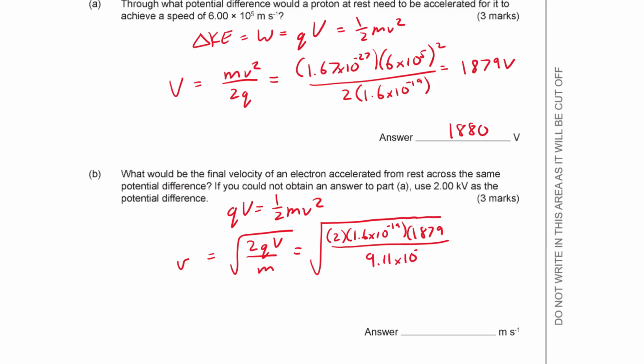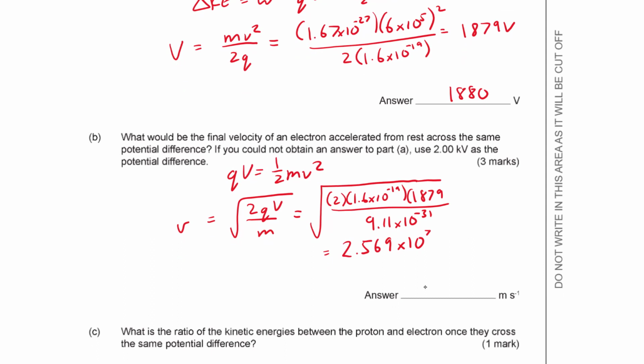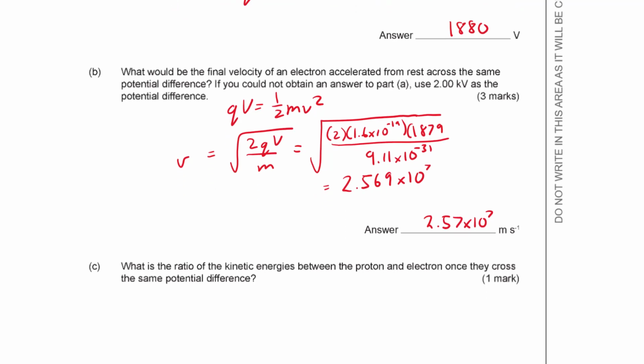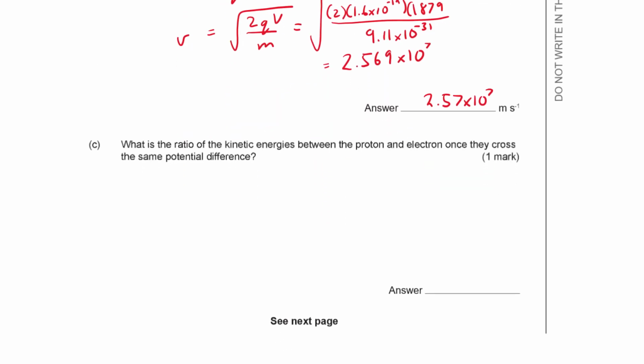2000. 9.11 times 10 to the negative 31, and I got 2.569 times 10 to the 7, so my answer to 3 sig figs is 2.57 times 10 to the 7 meters per second. So it's not above the speed of light, which is good. And it's above the speed of the proton, which is good. So that tells me it's not terrible, put it that way.